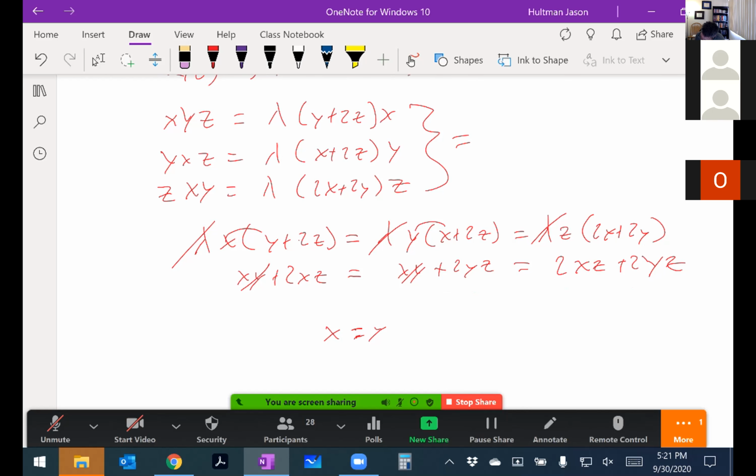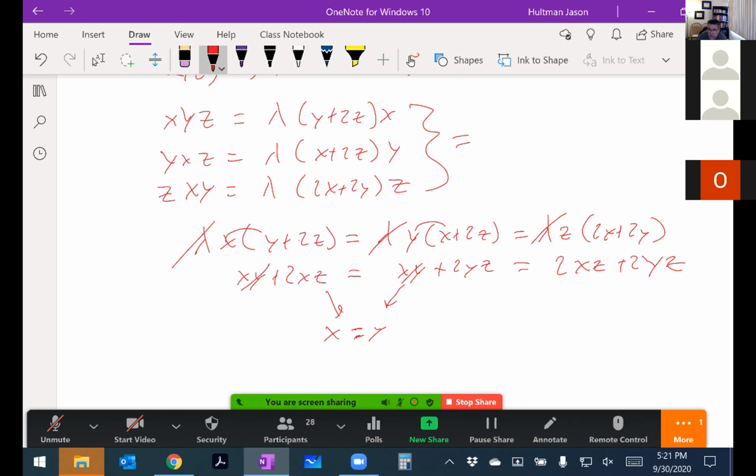Get rid of this. Okay, so this is going to give me that, right? Okay. So I'm going to say that x is equal to y. That's kind of... I want to solve for z though. I want to solve for z. How can I solve for z?